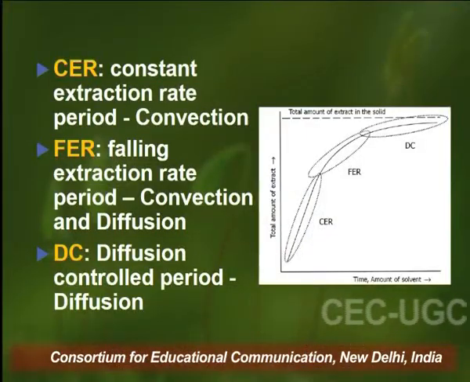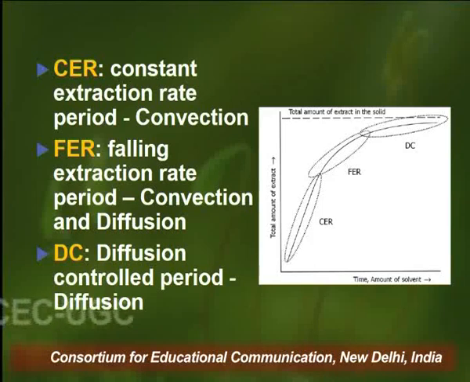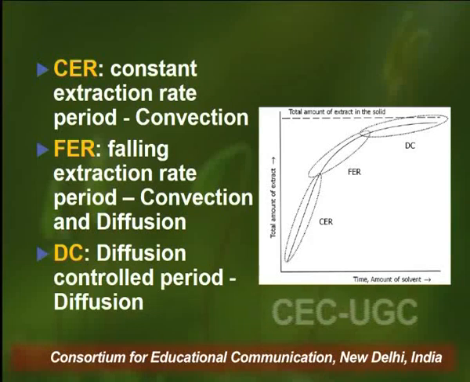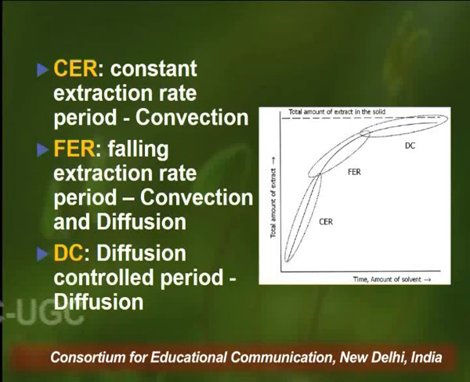And this diffusion control period brings the plateau phase in the overall extraction, as you can clearly see in the graph. Another important aspect of this graph is that on the x-axis you will see the time required for each phase and the amount of the solvent. So as we move from CER, the first phase, to the last phase, there is a substantial increase in the time of extraction, and also a substantial increase in the amount of the solvent.